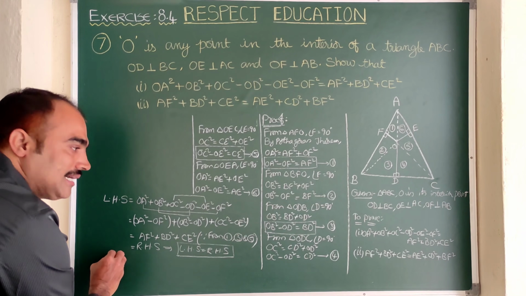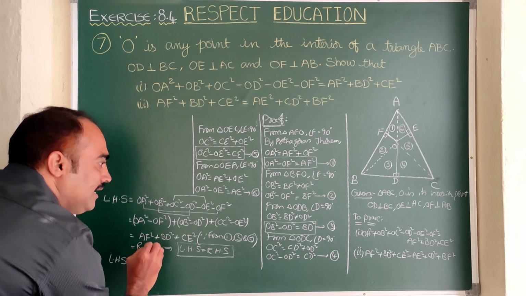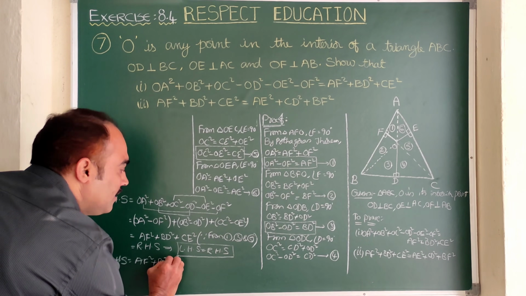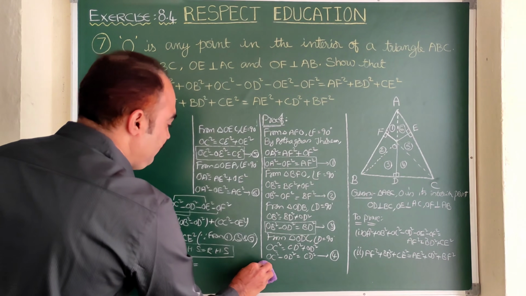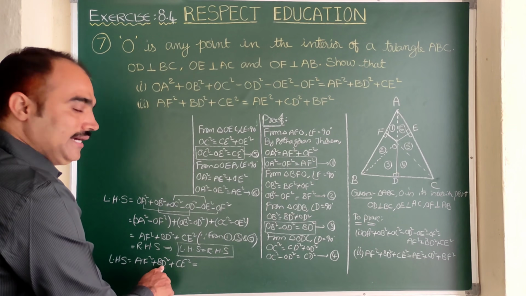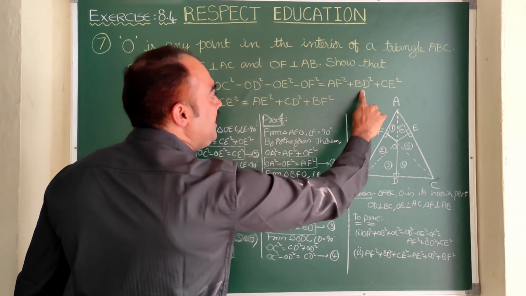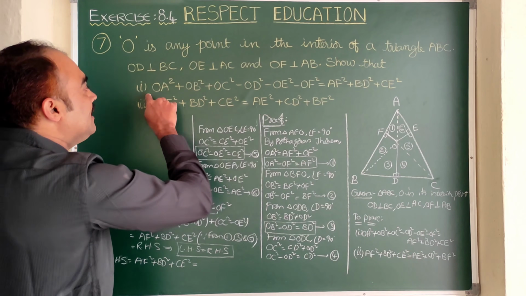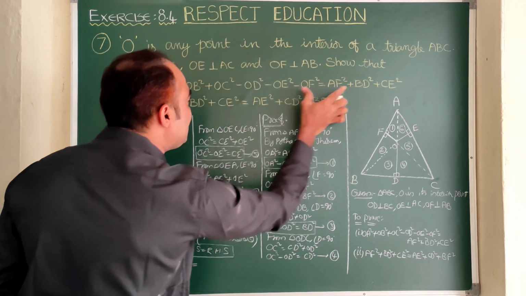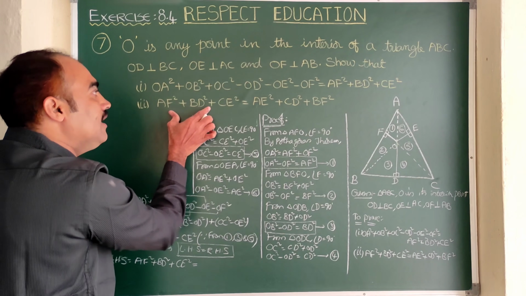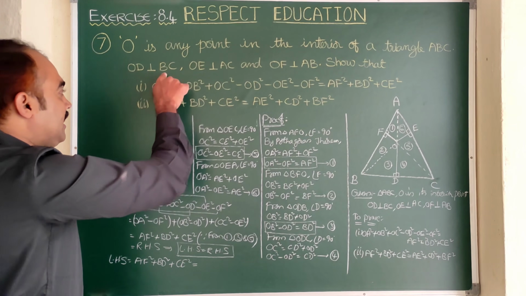This is the first bit over, and for the second bit, let us consider LHS, that is AF square plus BD square plus CE square is equal to, here you observe carefully, AF square plus BD square plus CE square from equation 1, it is already proved. AF square plus BD square plus CE square can also be written as this one, this LHS. Is it clear? You observe carefully, this part is nothing but this part. So in place of this, we have already proved that AF square plus BD square plus CE square can be written as this much. So here let us copy it.